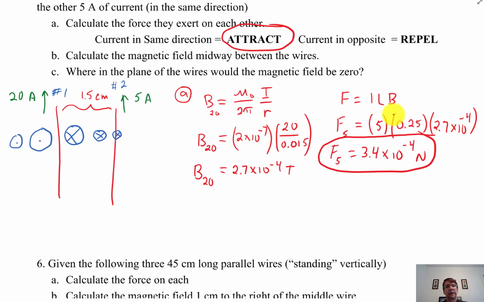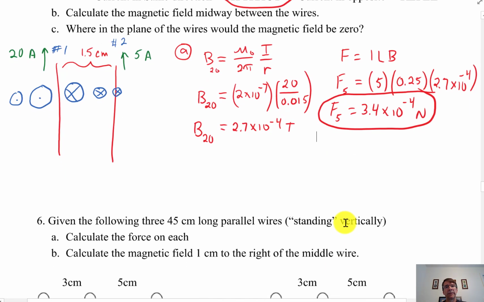Okay, I didn't give myself enough space here, but let me show you something. Bottom line is there's going to be a shortcut because there are going to be a lot of problems like this. We have another one coming up in a second, and there's going to be a better way to do it, a shortcut. If we take that equation F equals ILB, that was the force on wire number 2, the 5 amp wire.